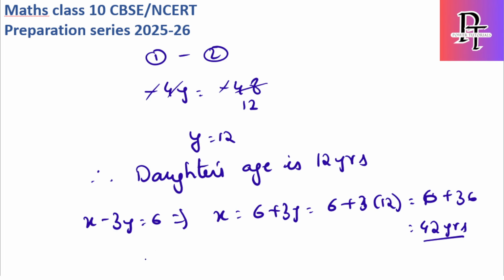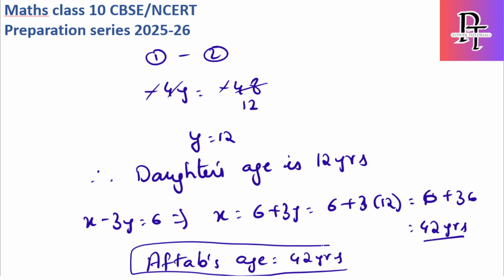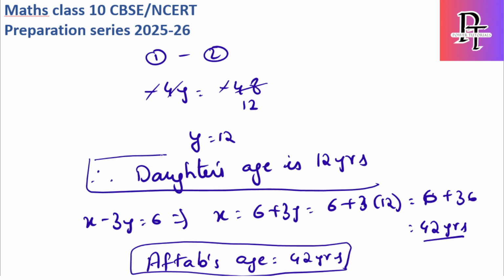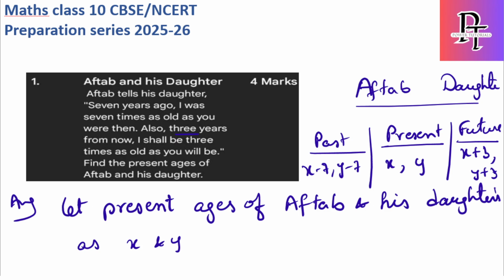Therefore, Aftab's age is equal to 42 years. So mark both the answers in a box because in competitive exams, mainly in the 10th board exam, you should box the answers so that the invigilator can easily identify your answer. For these questions, always make sure to cross check your answers because even a small calculation mistake can go wrong. So let's check whether it is correct or wrong.